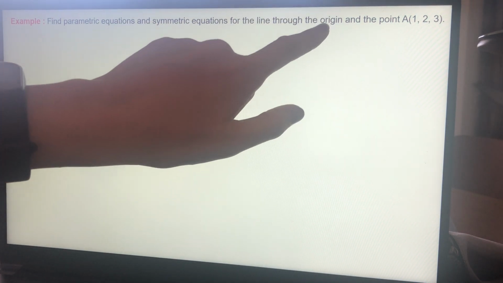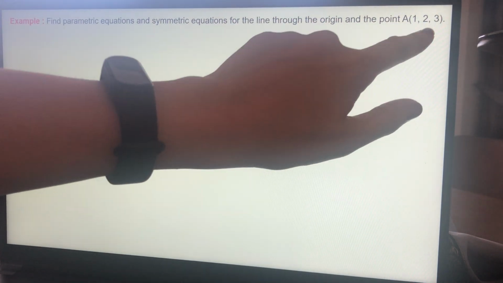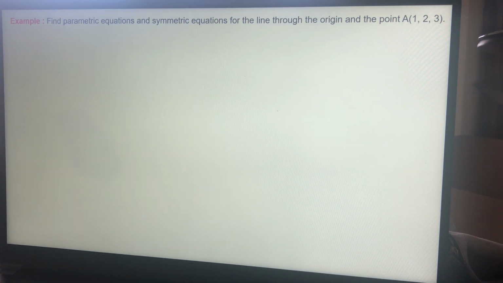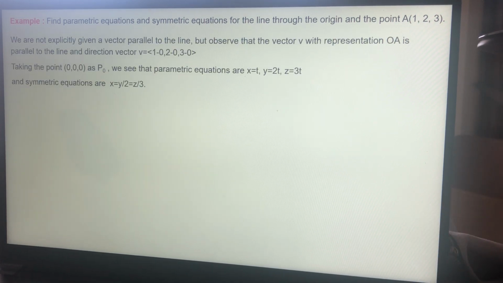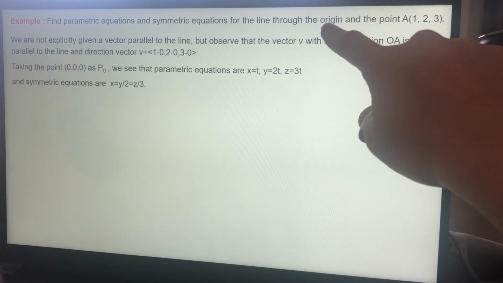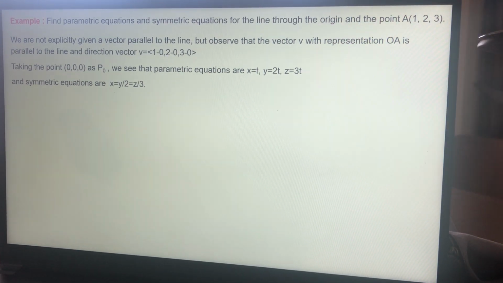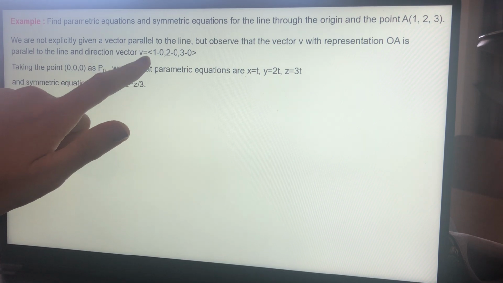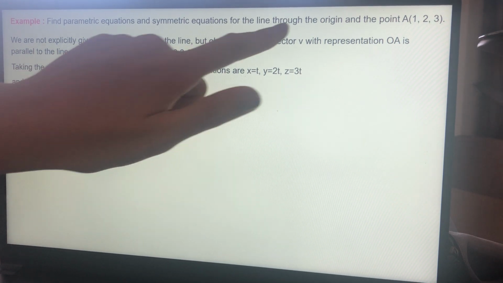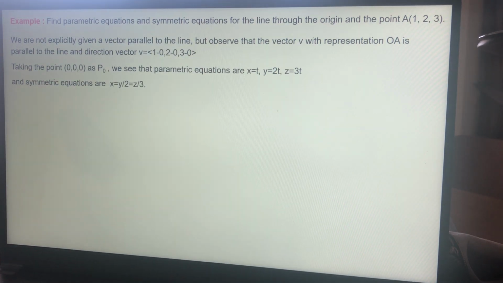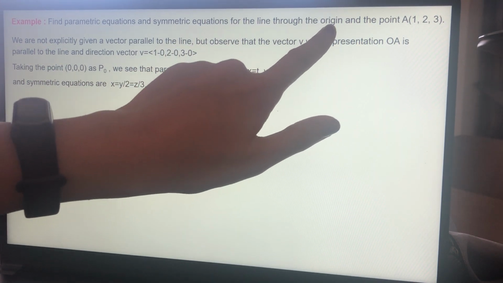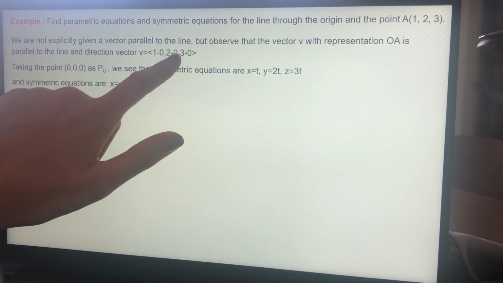One of the points is the origin, which is 0, 0, 0. Another one is 1, 2, 3. So the direction of the line will be from origin to A, OA. You know how to define a vector from origin to the given point A, which will be 1 minus 0, 2 minus 0, 3 minus 0. Here you go. This is the direction of your line. And since this line is passing through the origin, take the point x0, y0, z0 as 0, 0, 0. A, B, C is 1, 2, 3.